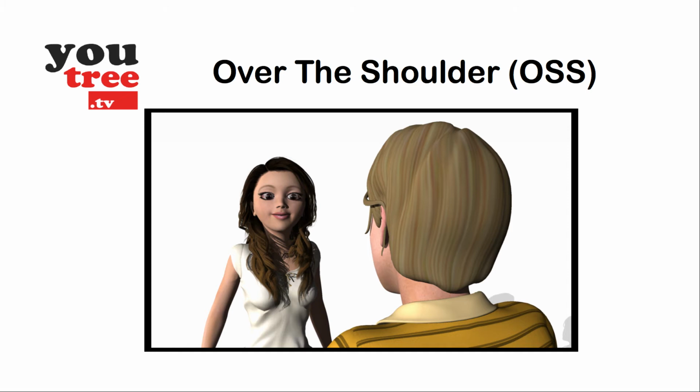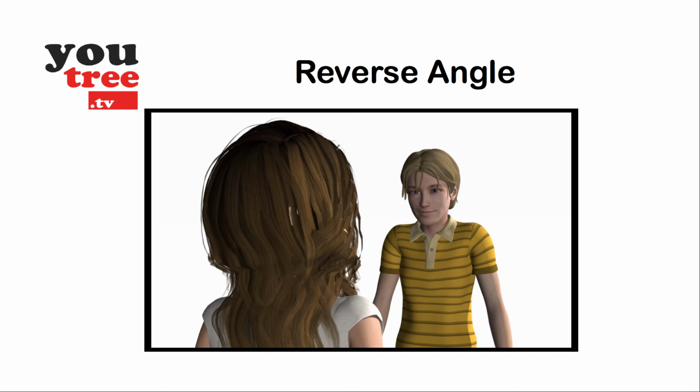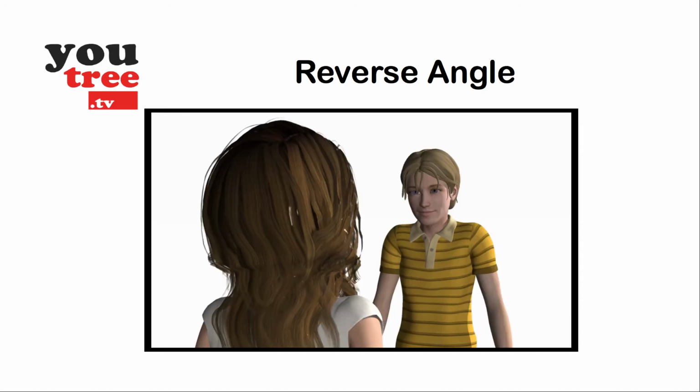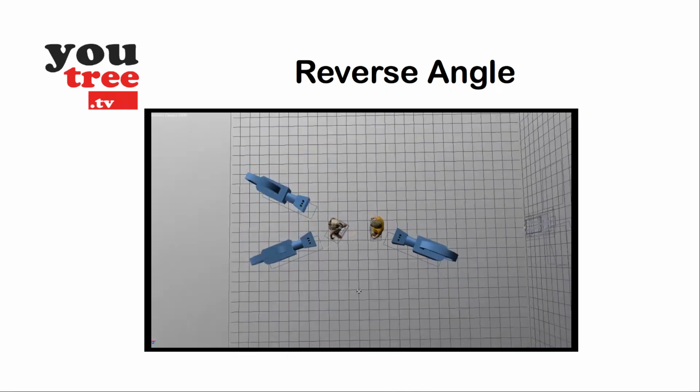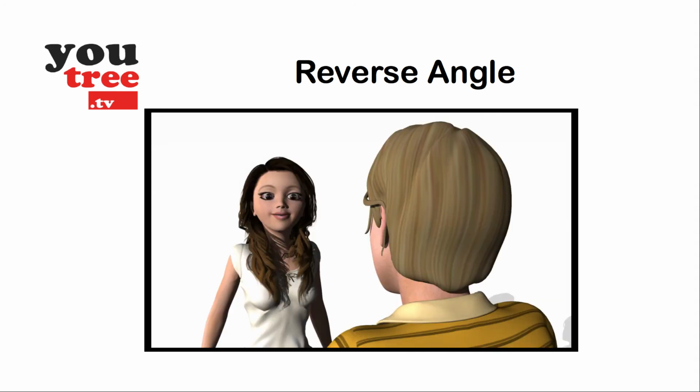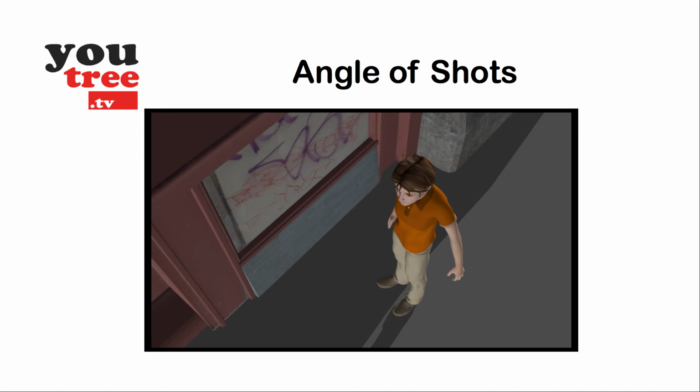The camera is positioned so it is looking at one person nearly face on over the shoulder of the second person, whose face is hidden from view. The reverse angle is often a repeat of the over-the-shoulder shot, but from the opposite perspective. You look at one person, then the other, and the angle is reversed. When doing the reverse angle, it is important to remember the 180-degree rule. If you do not follow this rule, then it can appear to your audience that the 2 people are looking in different directions.